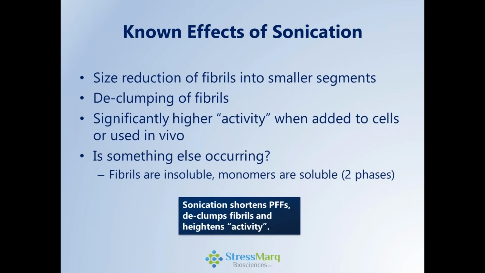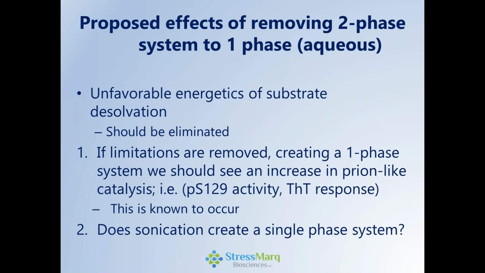Our question is, is something else occurring? Fibrils themselves are insoluble constructs, and the monomers, on the other hand, are soluble. So we are using components in two different phases. So here's a proposal. What happens if we can remove the two-phase system and instead generate a single-phase system?